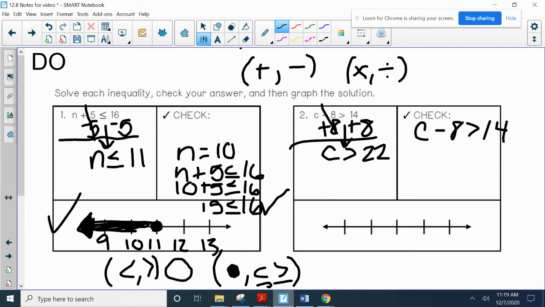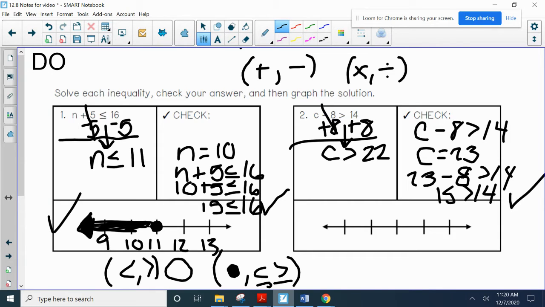And we're going to say C is 23. So let's go ahead and plug it in. 23 minus 8 needs to be greater than 14 for us to know that we did this right. So again, let's check it. So 23 minus 8 is going to give me 15. And is 15 greater than 14? It is. So we know that we did this right.